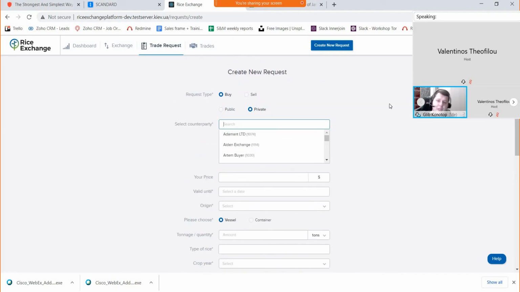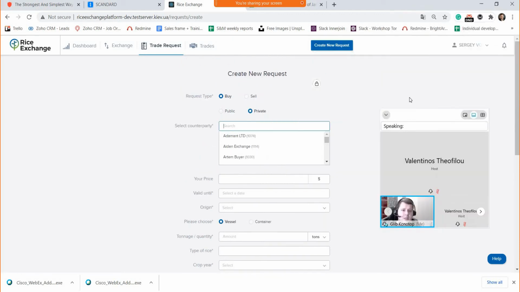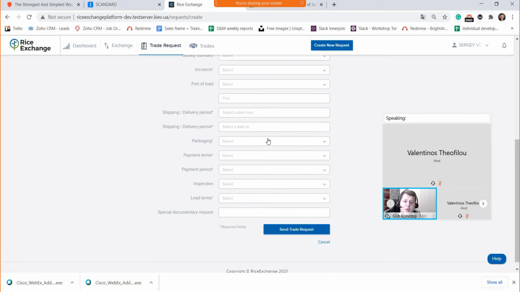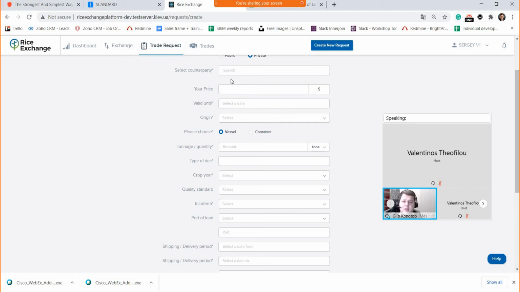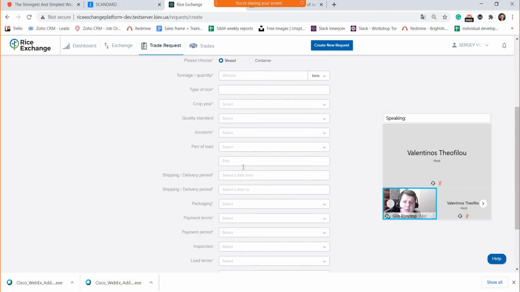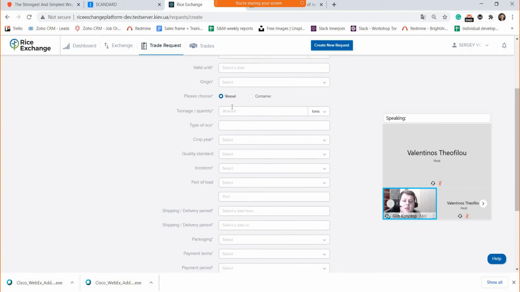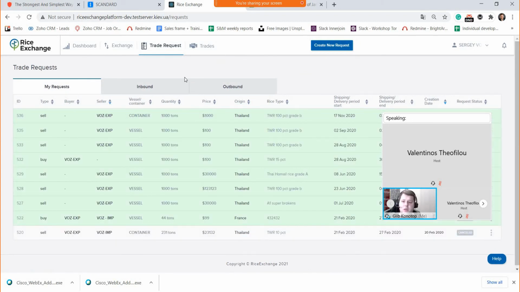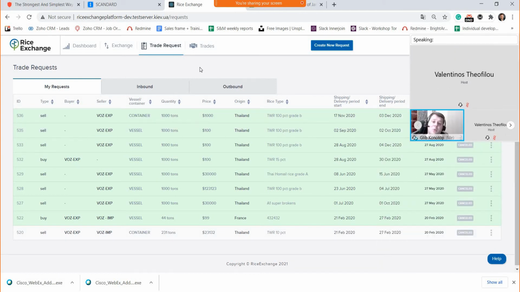order creation functionality. Maybe I won't create the order just because it will take time, but you can simply select the price, the counterparty if you know the one, the due date, type of rice you are going to buy or sell, the way it should be carried to another party, crop year and other Incoterms and other parameters. While the order is in the network, you can check it and apply for this order.